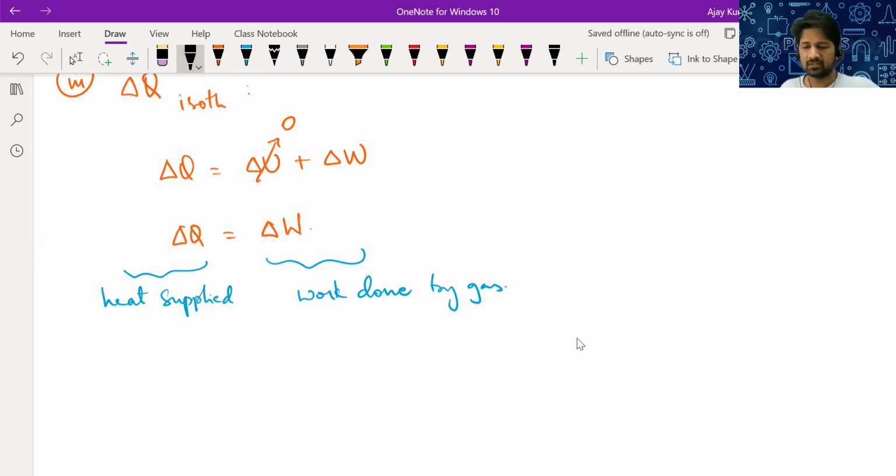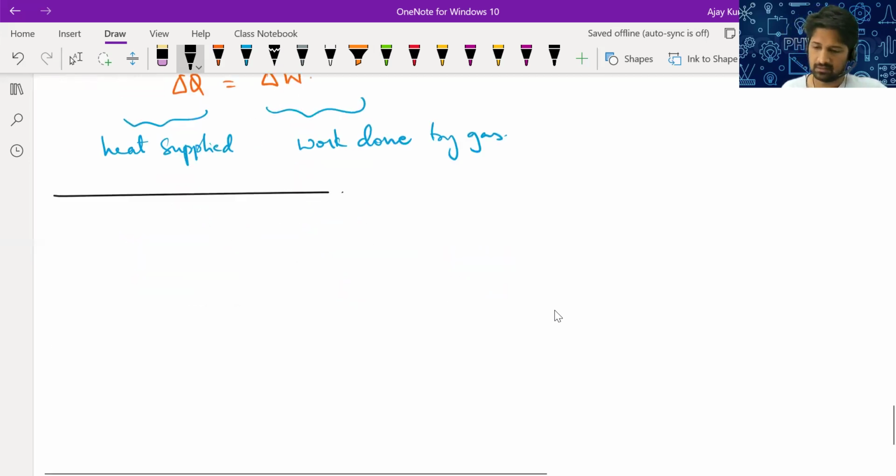Fine. So if delta Q is positive, means you are actually supplying heat, delta W will be positive, gas expands. If delta Q is negative, that means you are removing heat, delta W will also be negative, means it will get compressed, its volume will decrease. That is what happens in an isothermal process. So we have discussed how the process diagrams look, and we have discussed how to calculate delta U, delta W, and delta Q in an isothermal process. These are the basic things that you should be able to do for any kind of process.